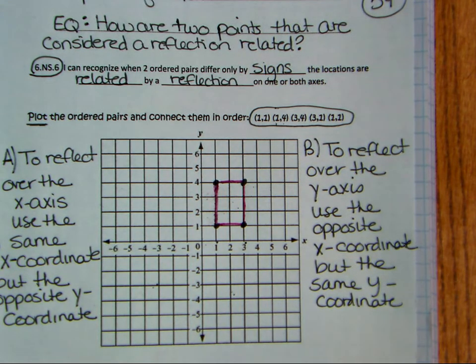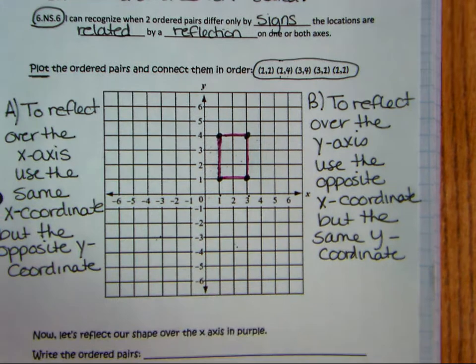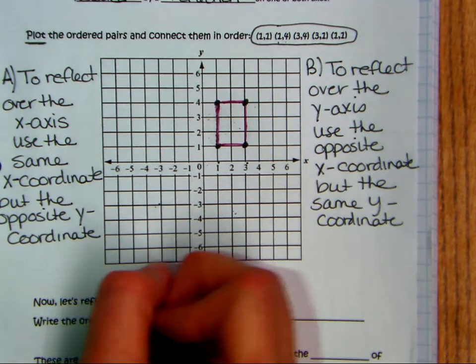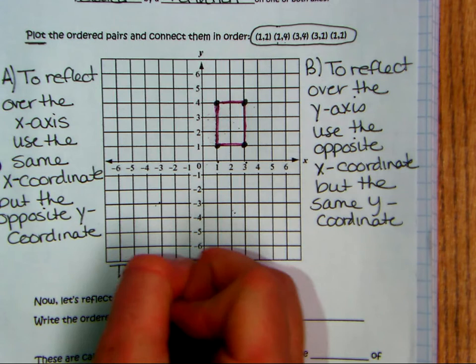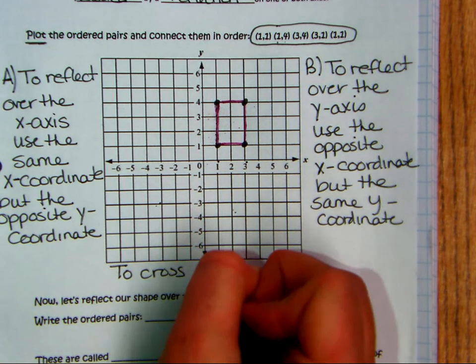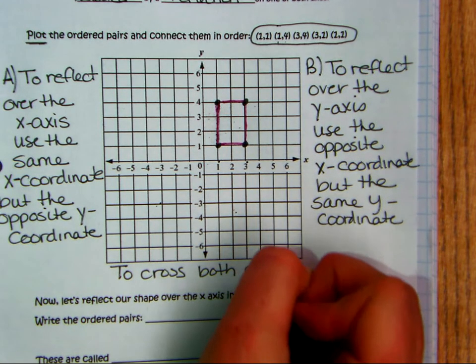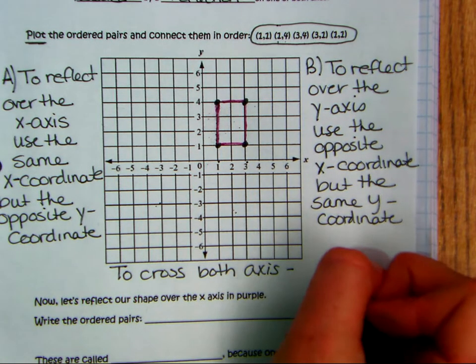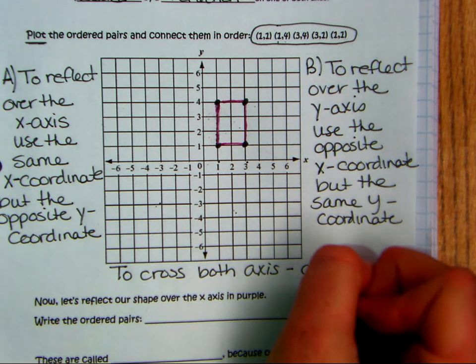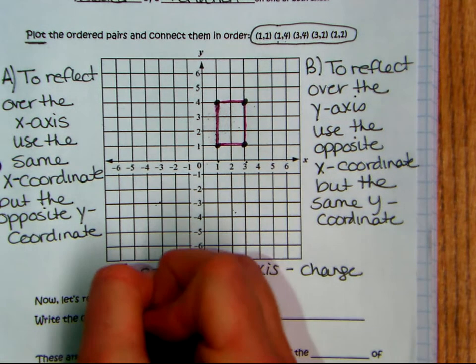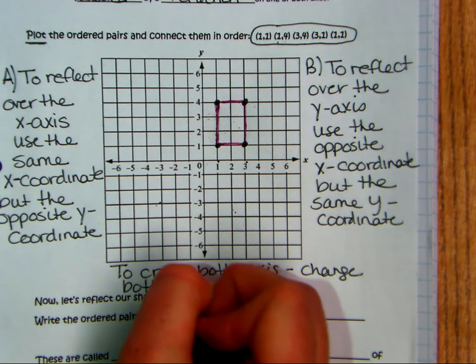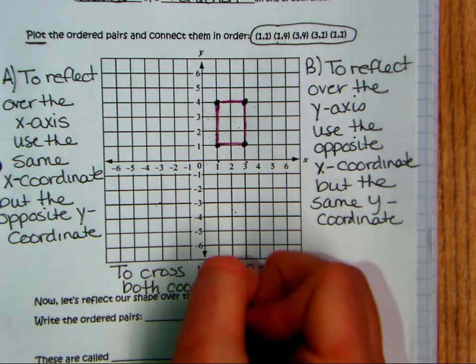Okay, and then if you're going to cross both of them, you are going to use the opposite of both. So to cross both axes, you are going to change both coordinates to the opposites.